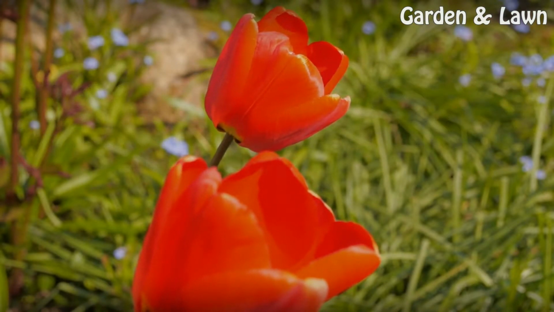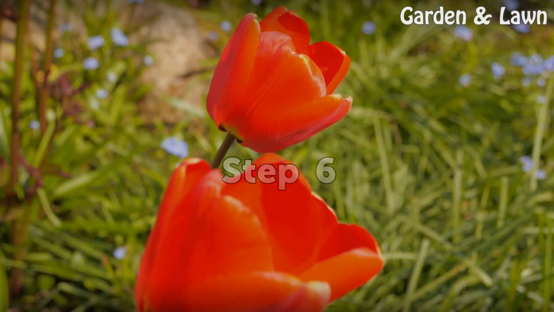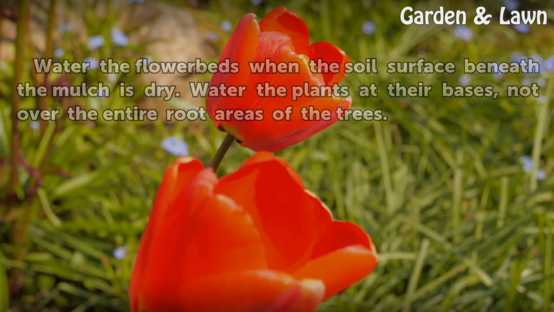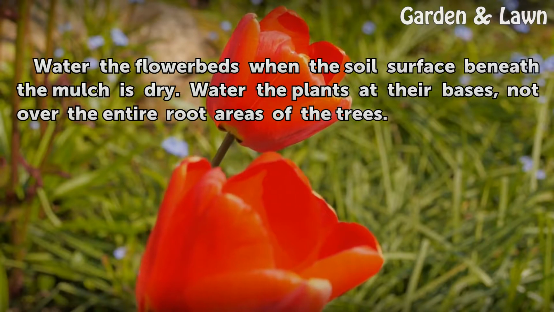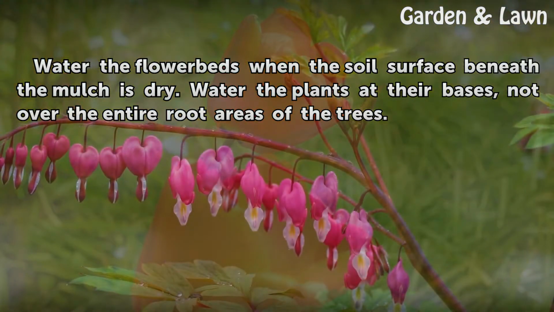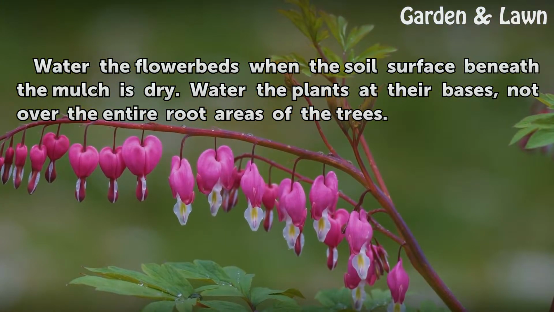Step 6. Water the flower beds when the soil surface beneath the mulch is dry. Water the plants at their bases, not over the entire root areas of the trees.